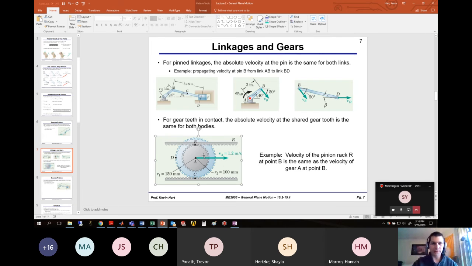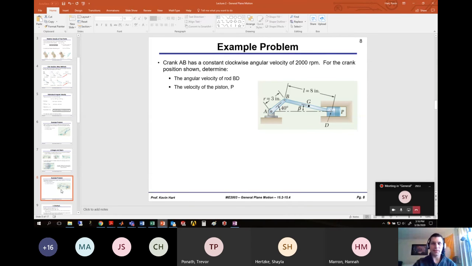So with that in mind, let's look at an example problem for the rest of the time here. This example problem looks at propagating velocities between something that we know and something that we want to know. In this particular example, we're going to look at propagating information about link AB to help us determine what the velocity is at point D, which is the velocity of the piston. Okay, so here's this example problem that we have today.